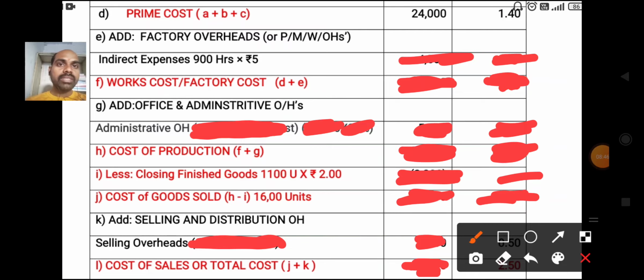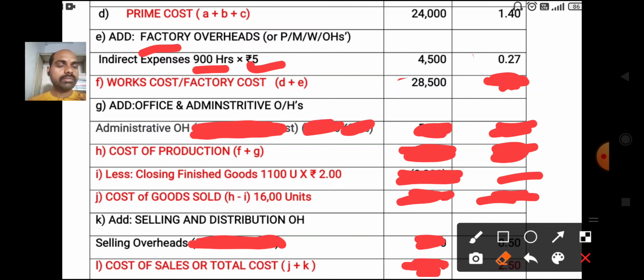तो मैंने आपके लिए प्राइम कॉस्ट के बाद का अरेंजमेंट कर दिया. So from here, add factory overheads. They said 900 hours at 5 rupees per hour, so our factory overheads will be 4,500, and per unit it will be 4,500 divided by 17,100, 0.26. Change आ रहा, मैंने अप्रॉक्सीमेशन के लिए 27 ले लिया, so 0.27. Works cost or factory cost, after adding this to the prime cost, you will get 28,500. That will be the total per unit value.